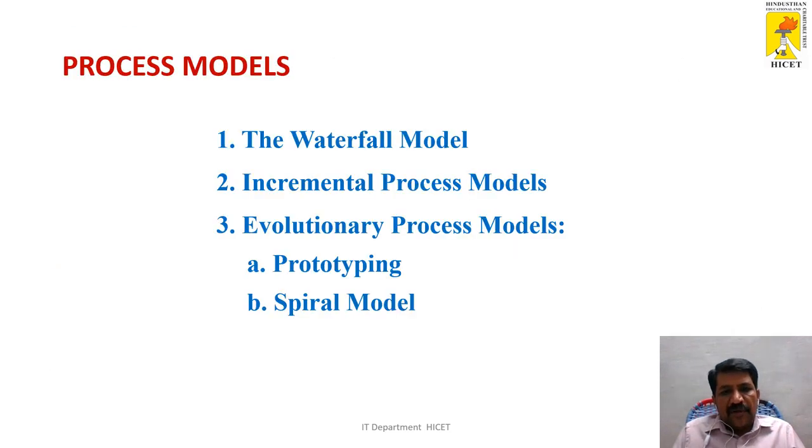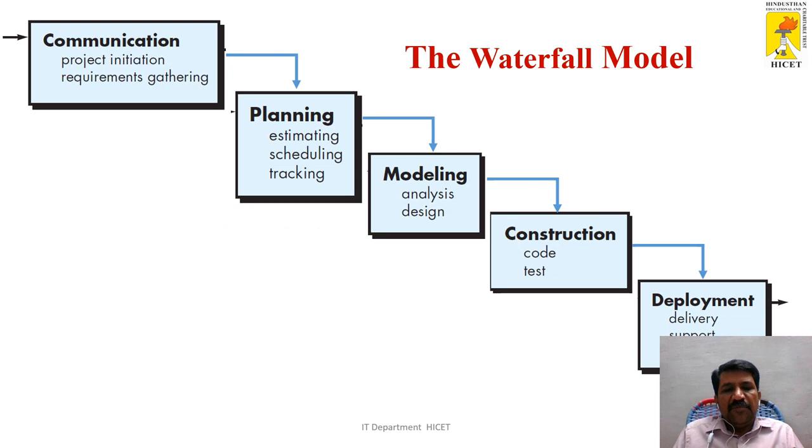Types of process model. Number 1, waterfall model. Number 2, incremental process model. Number 3, evolutionary process models. There are 2 types of evolutionary process models: prototyping and spiral model. So we will see the waterfall model first. This is the oldest model.